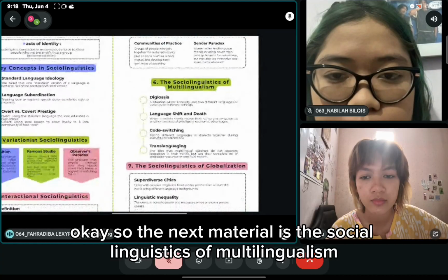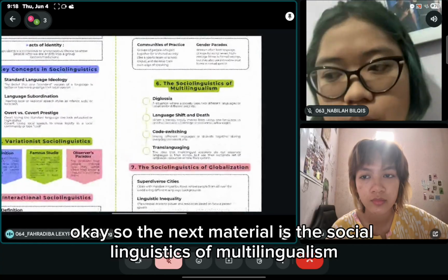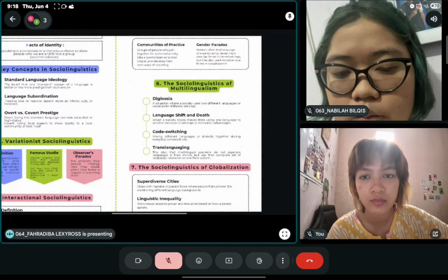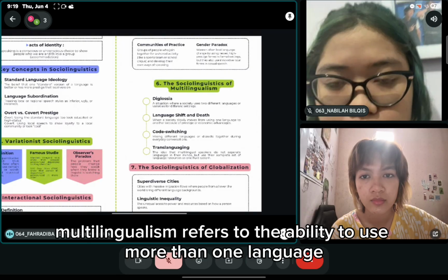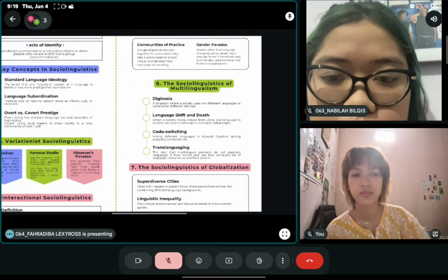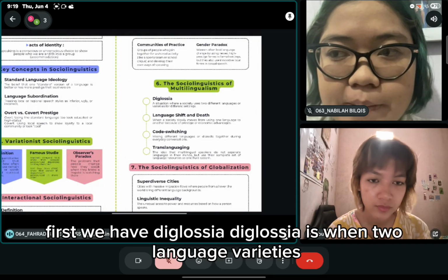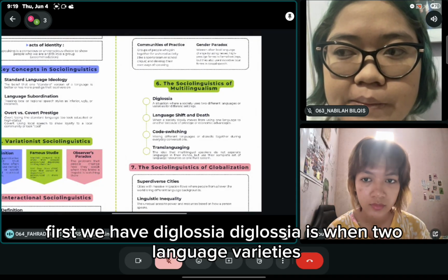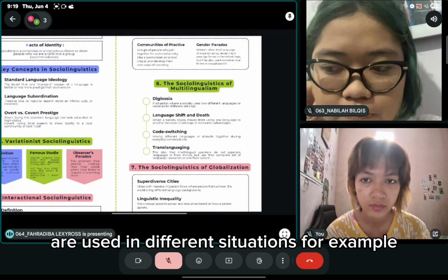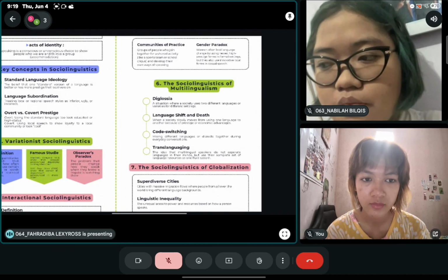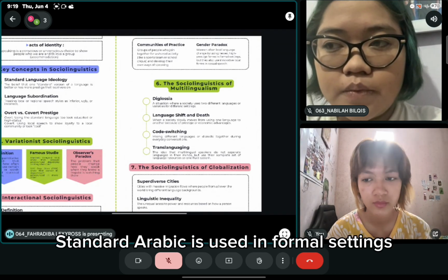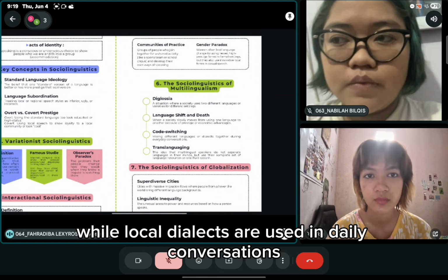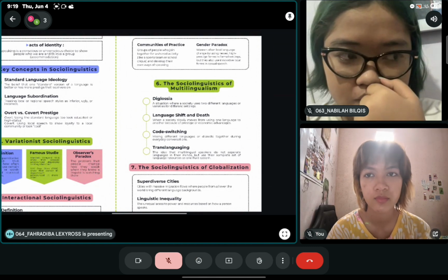Okay, so the next material is the sociolinguistics of multilingualism. Multilingualism refers to the ability to use more than one language, which is very common today. First, we have diglossia. Diglossia is when two language varieties are used in different situations. For example, in Arabic-speaking countries, standard Arabic is used in formal settings, while local dialects are used in daily conversations.